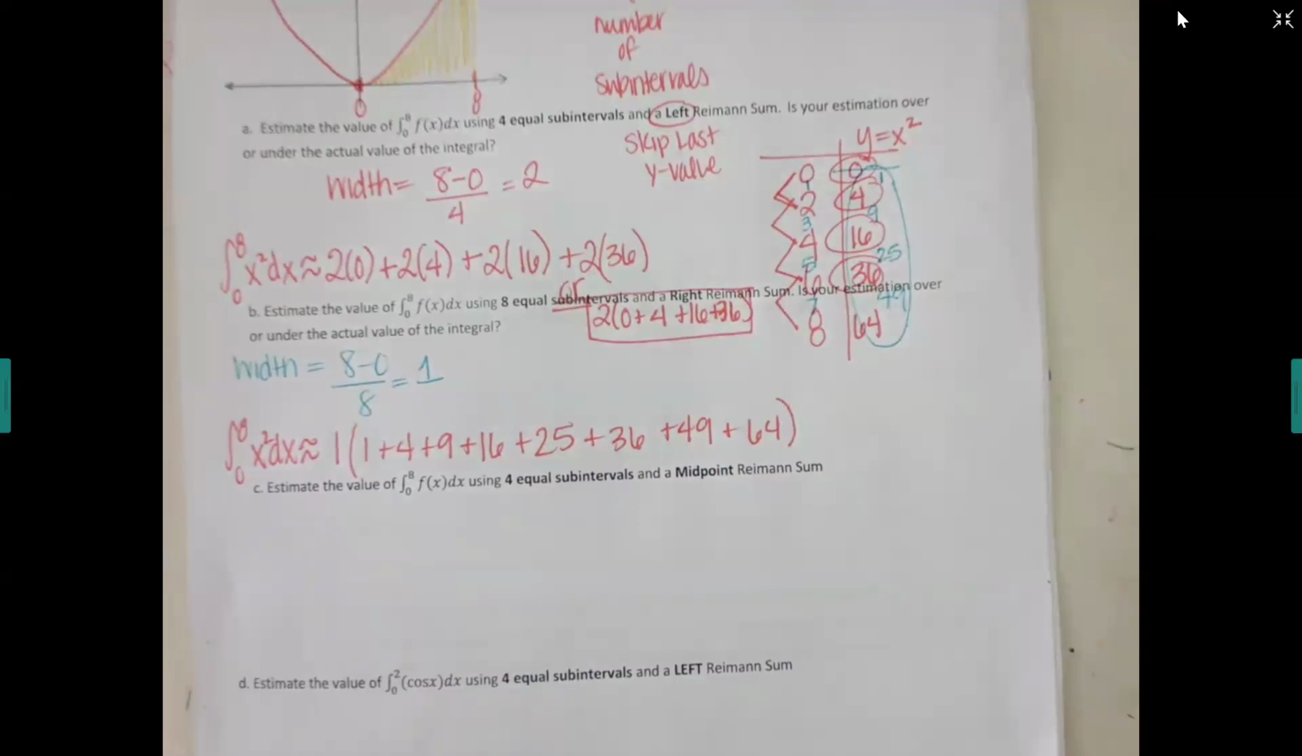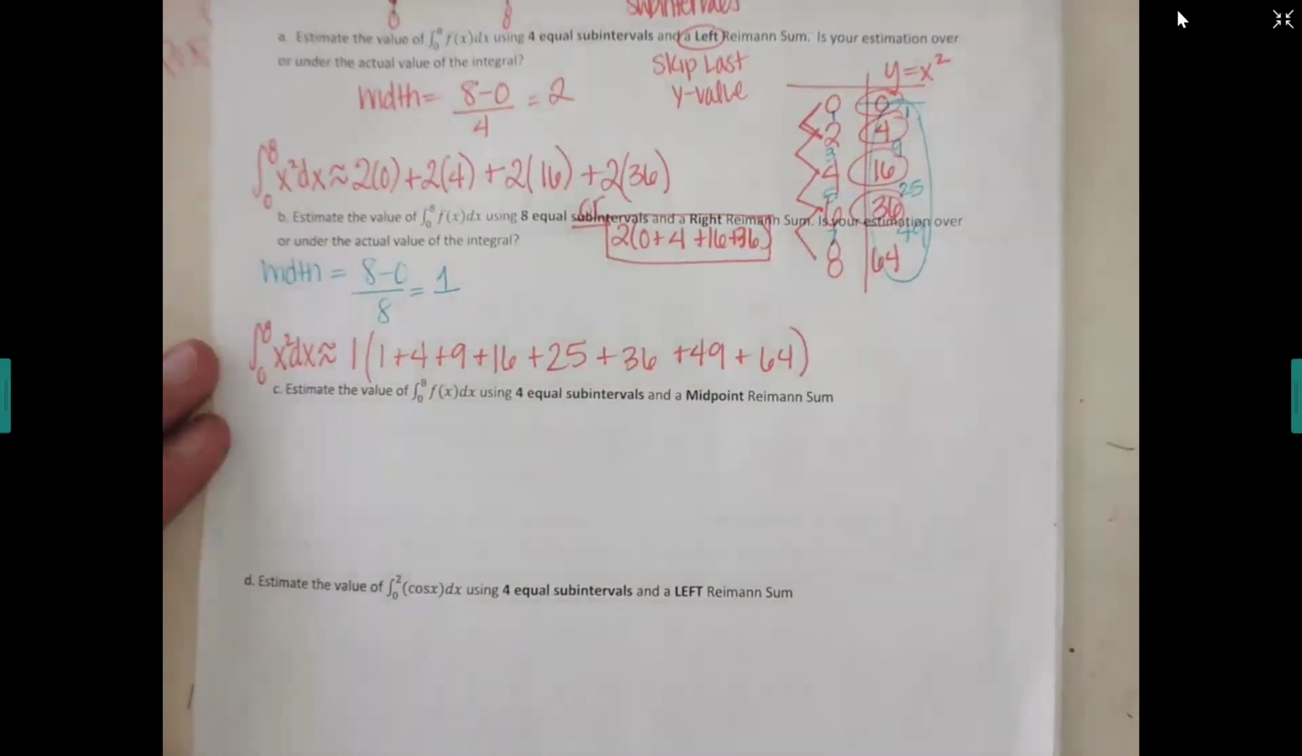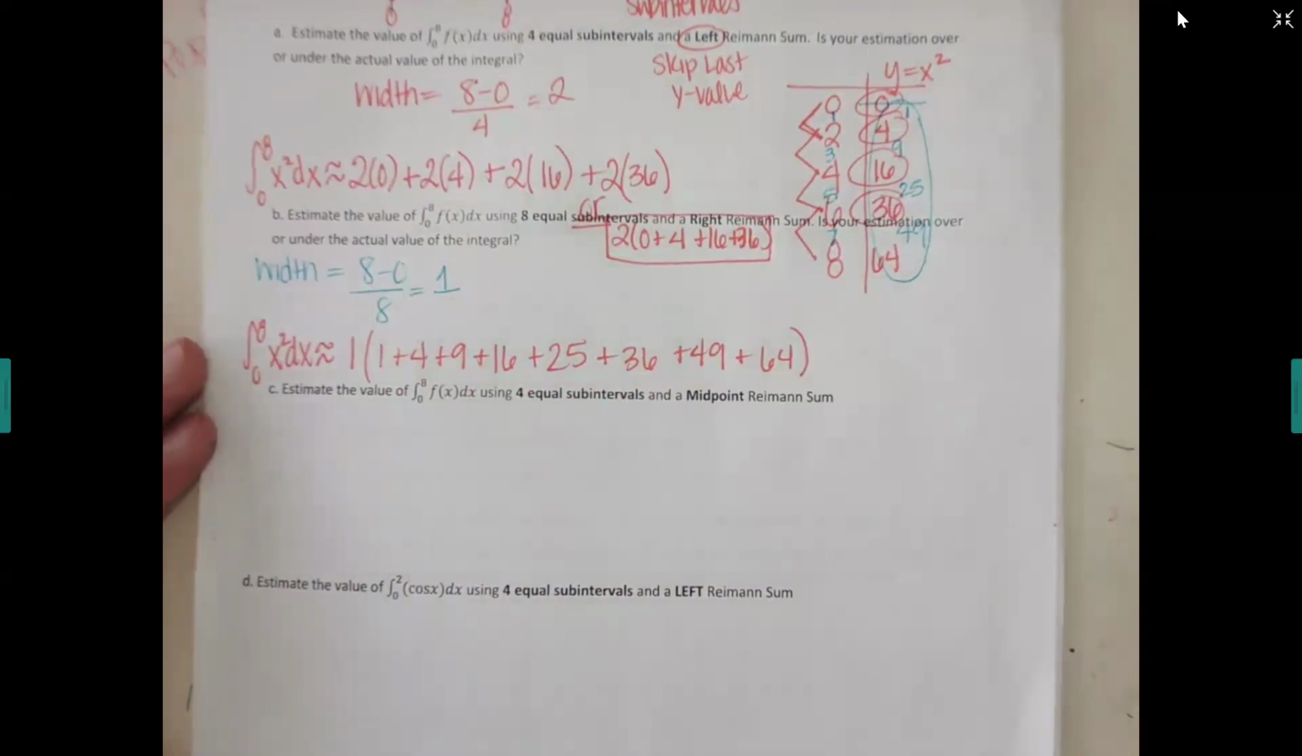Okay, but notice that for left side, you skip the last one. For right side, you skip the first one. That's why 0 never made it into my sum. Okay. All right, for a midpoint, we'll do a midpoint on the next page.